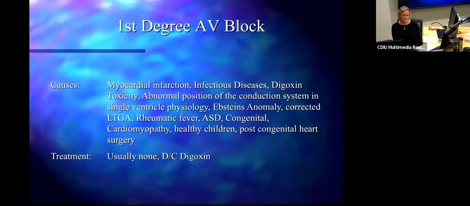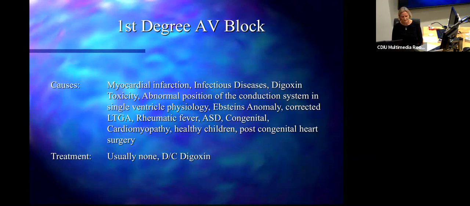Infectious diseases, so inflammatory reasons, digoxin toxicity, abnormal position of the conduction system and the single ventricle physiology, Ebstein anomaly, corrected LTGA. So in DTGA, it's the great vessels that are reversed. In CCTGA or LTGA, it's the ventricles that are reversed.